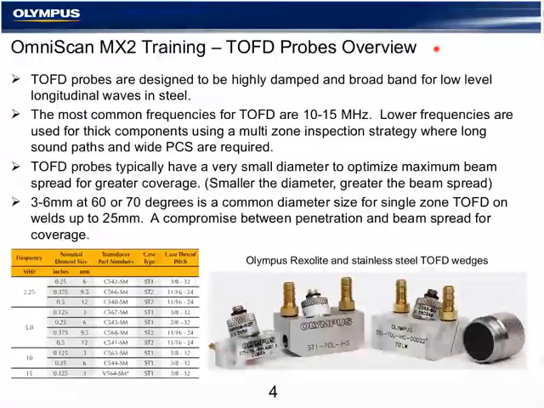In addition to the improved module technology, we also have improvements in the probes and wedges themselves. The TOFD probes are designed to be highly dampened, broadband for low-level longitudinal waves in steel. Most common frequencies are 10 to 15 megahertz, and lower frequencies are used for thick components. They typically have a very small diameter of 3 to 6 millimeters for the most common TOFD groups, and then for thicker components, we use larger probes as well.